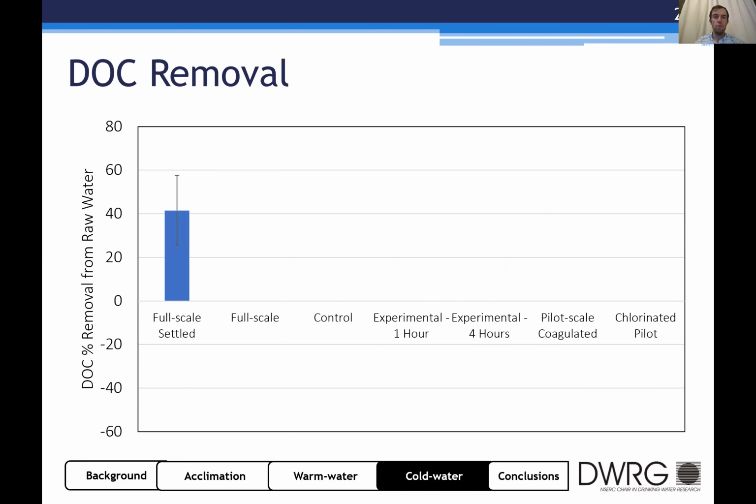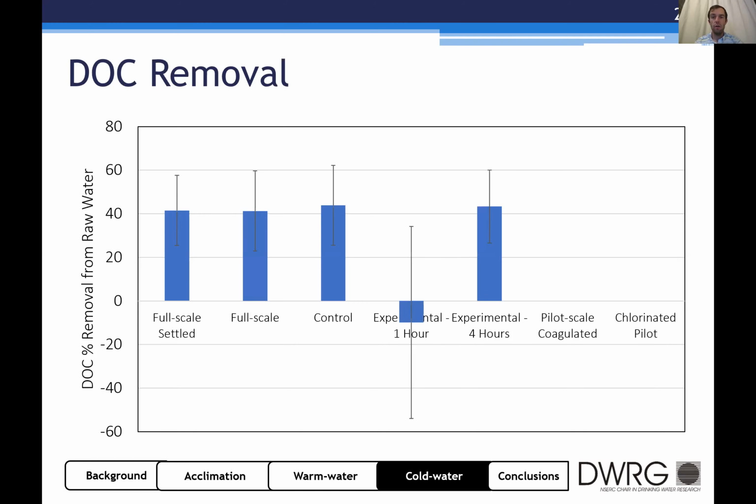Looking at DOC removal, full-scale settled water achieved about 40% reduction. And we don't really see a lot of removal by the full-scale or the control filter through these cold water conditions. And that may be an impact of slowed down biological reactions impacting the removal of DOC by biological pathways. However, what we do see is a huge variability between samples collected 1 hour after startup and samples collected 4 hours after startup in the experimental filter.